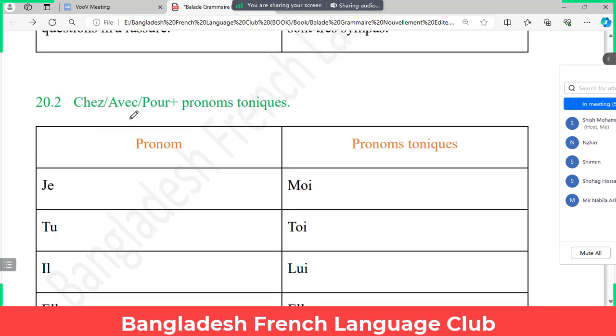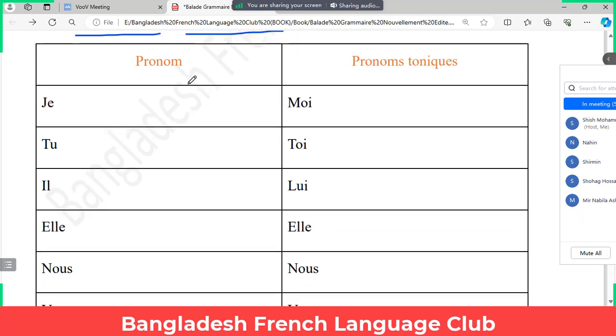Now we have chez, avec, pour plus the tonic pronoun. So after these prepositions we need to use the tonic form. You might recall the tonic form that we learned long before, right? If you would like to introduce yourself, you start this way: moi, je m'appelle Pierre, right? So first of all we say moi in French, but this system doesn't exist in English. So this is called the tonic form. It just puts the emphasis on the sentence or on the subject particularly.